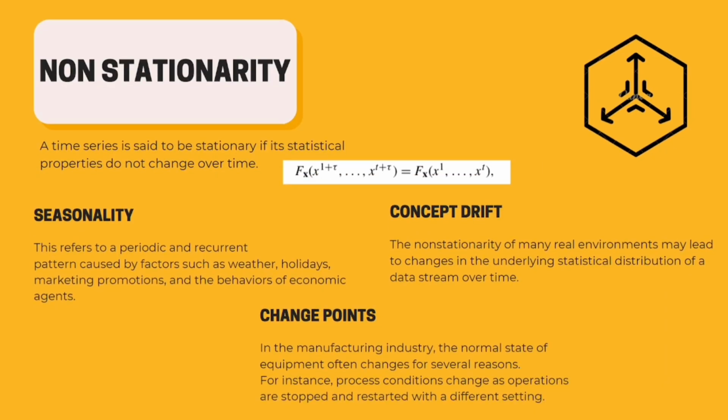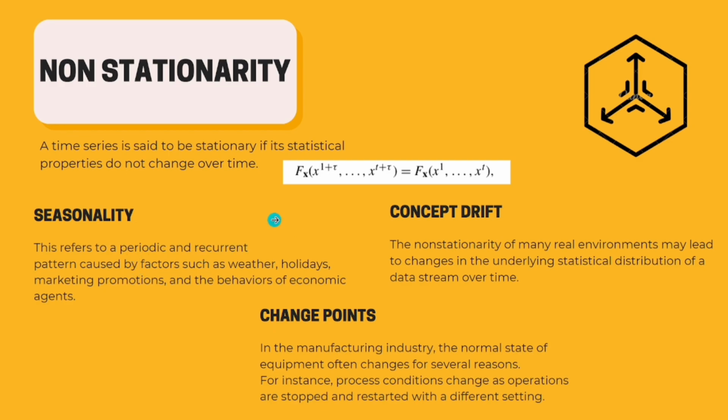So non-stationarity is an important property in time series data. The time series is said to be stationary if the statistical properties do not change over time. So this means that if we translate the observations through a fixed amount of time, then the resultant time series data should not change. That's what it means. So this is conveyed in the equation. And time series data might be non-stationary also in some cases, like concept drift and change points.